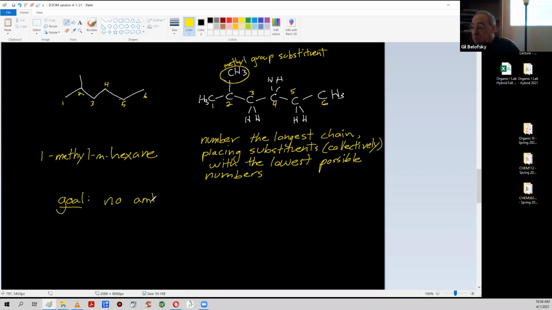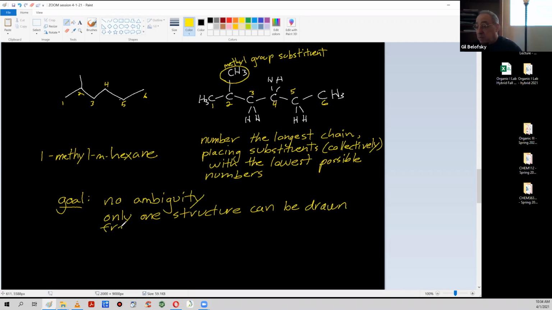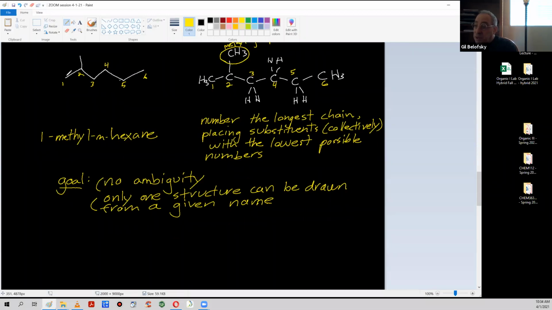So goal: no ambiguity. Meaning, given a name, there's only one structure that can be drawn from a given name. Clearly, you don't want to be guessing. Scientists definitely don't want to be guessing. So like, no one would come up to me and say, do you have any hexane? And they're thinking this molecule. It's like, well, that's not hexane. That's 1-methyl N-hexane, a completely different molecule. So that's the idea.